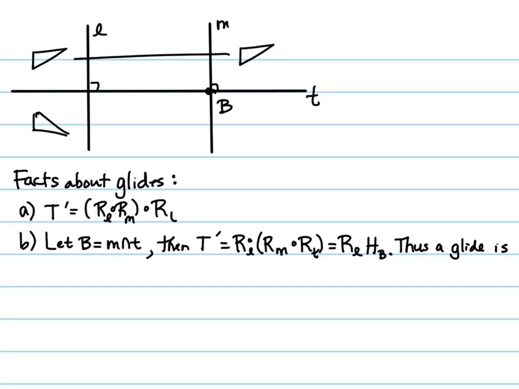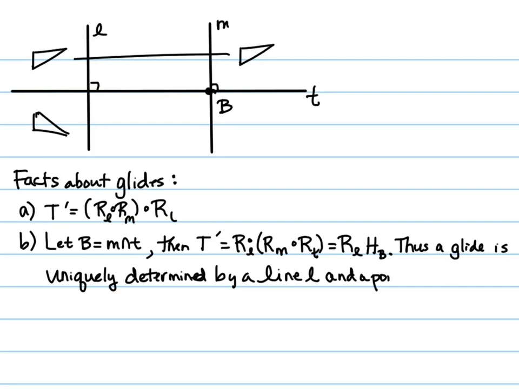What that means is that thus a glide is uniquely determined by a line L and a point B not on L.